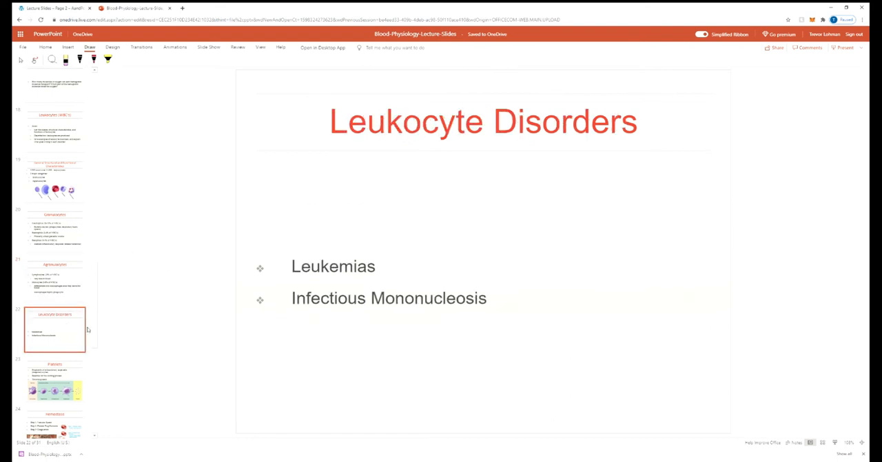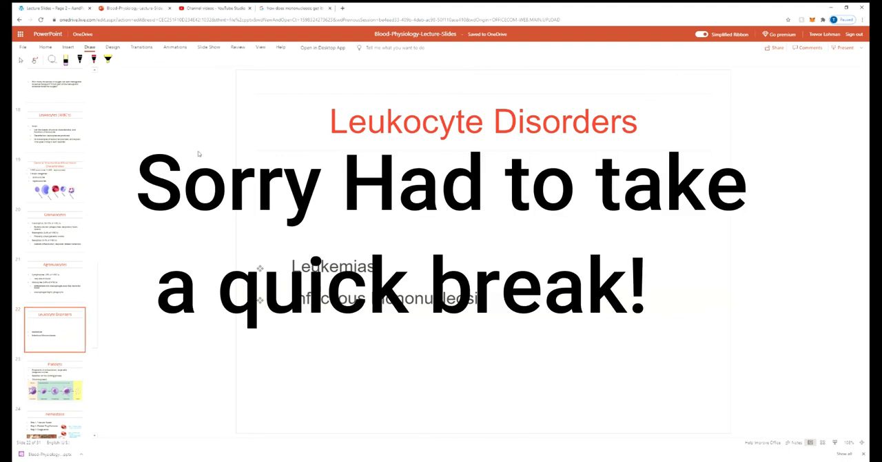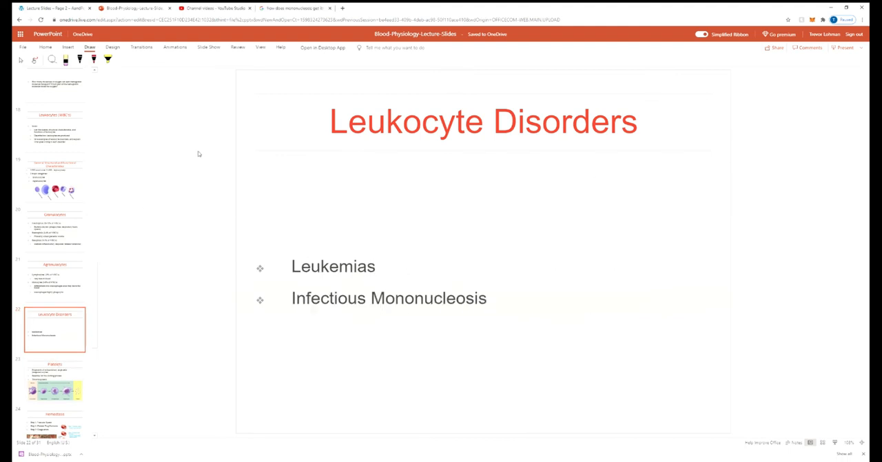Leukocyte disorders. Okay, so we have two listed here. Leukemias are a category of cancers that cause a massive overproduction of white blood cells. Of course, this is very dangerous just due to it being a cancer, but also these white blood cells are not functional. So you have a bunch of non-functional white blood cells in your blood, which is where the name comes from, leukemia, which literally means white blood. This is a family of cancers, and has some pretty unfortunate mortality statistics.